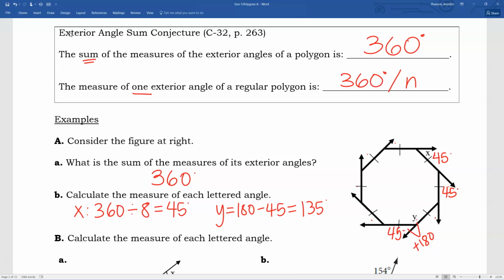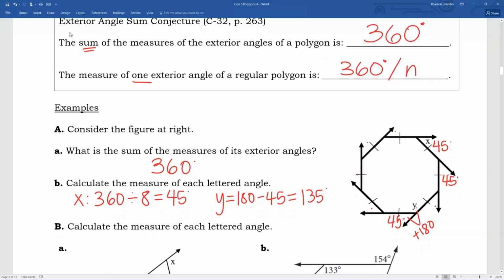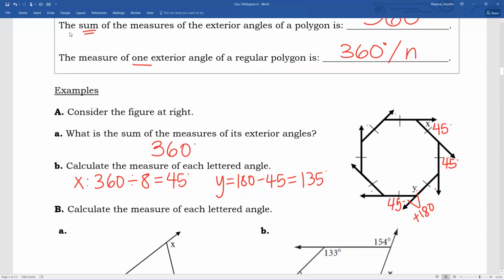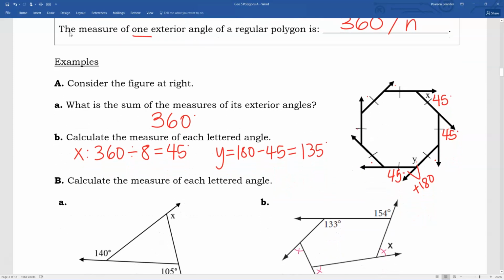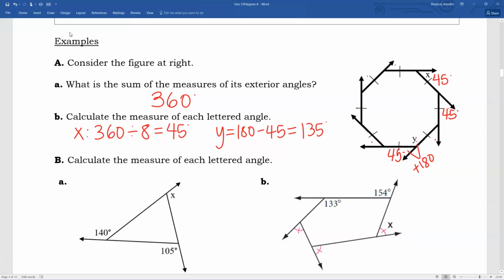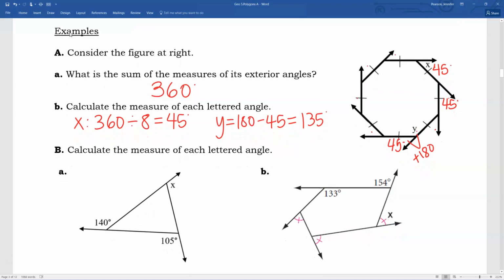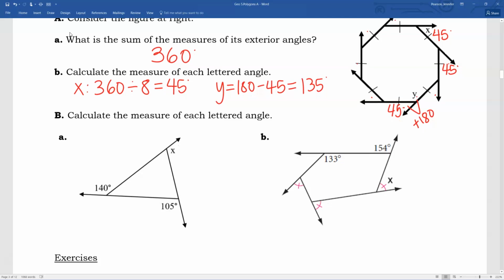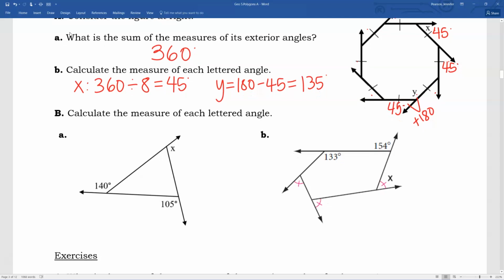Moving on to example B. Example B asks us to calculate the measure of each lettered angle. Okay, so this first figure here, remember the outside angles will always sum to 360 degrees. So I'm going to write this out showing a lot of work. I know that whatever x is, if I add 140 to that, and then I add 105 to that, it needs to sum to 360. So I can subtract everything I know from the total to see what that missing value would be.